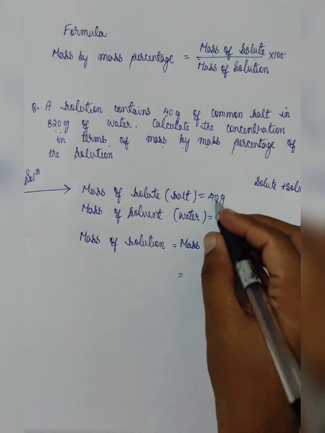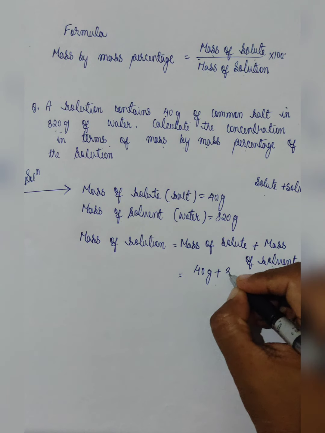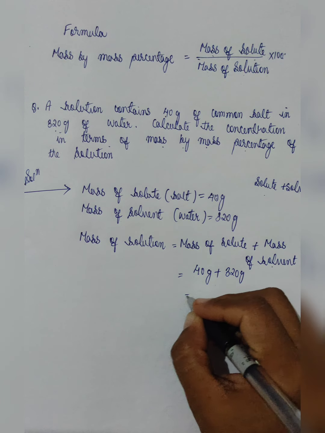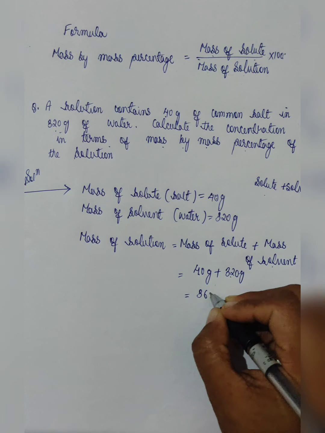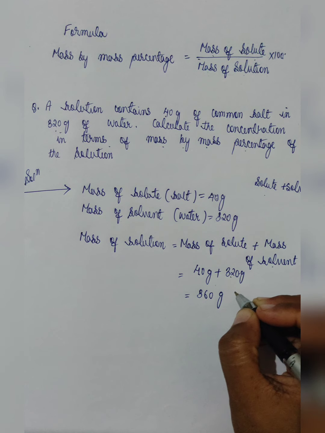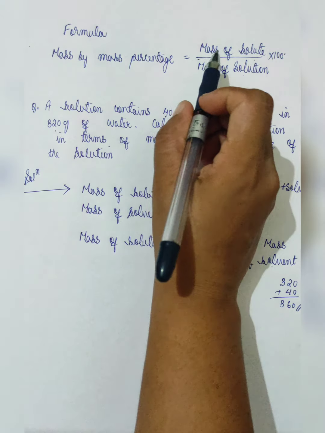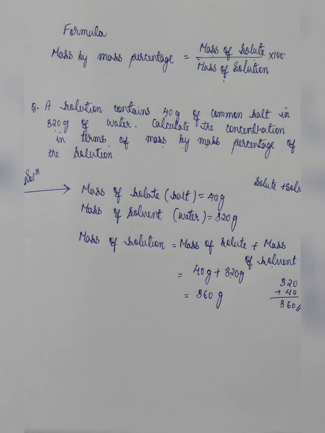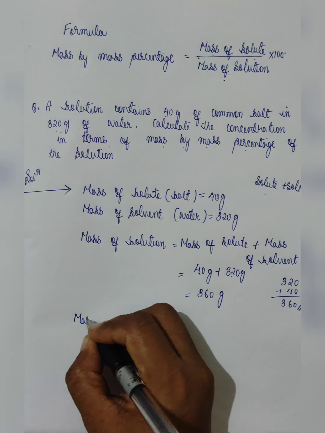What is the mass of solute? 40 gram. What is the mass of solvent? 320 gram. So what do you get? 40 plus 320, you will get 360 gram. I hope you know the addition. 320 plus 40, you are going to get 360. So now we already got our solute, we got our solution. What we have to do is simply put the values in the formula.